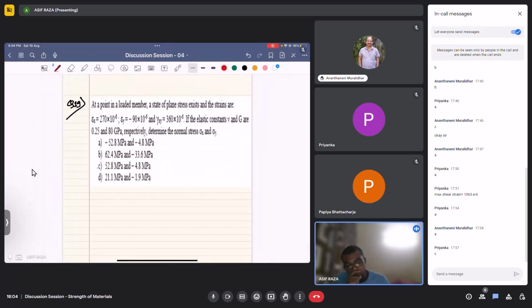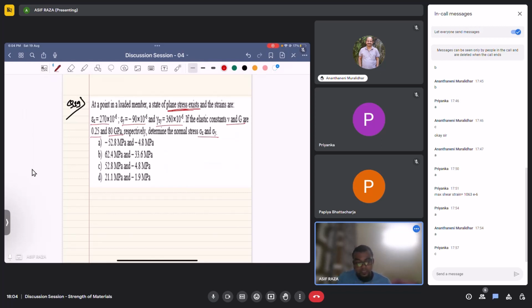Okay, so the question is, at a point in a loaded member, a state of plane stress exists, and the strains are epsilon x is equal to 217 10 power minus 6, epsilon y is minus 19 10 minus 6, and gamma xy is 316 10 minus 6. If the elastic constants nu and G are 0.25 and 80 GPa respectively, determine the normal stresses sigma x and sigma y.